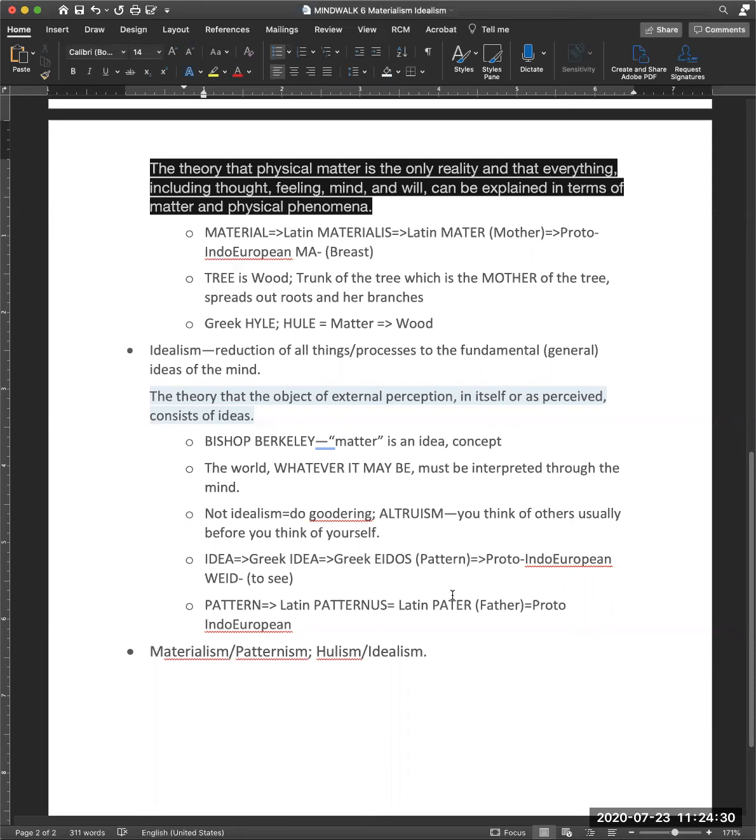So the Proto-Indo-European hasn't changed very much. It's also pater. And so all the words for father and all the words for mother are really very related to each other. So in one sense, then, if you see the matter and the pattern, right, the material and the pattern have to be brought together. So the mother provides the body and the father provides the pattern.